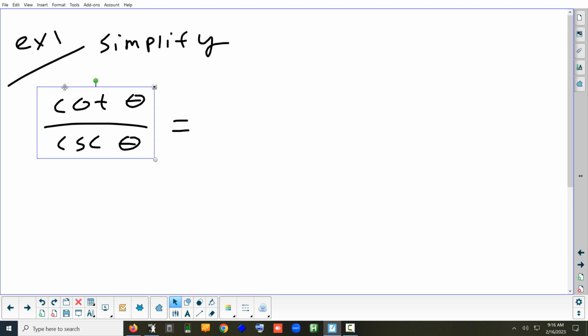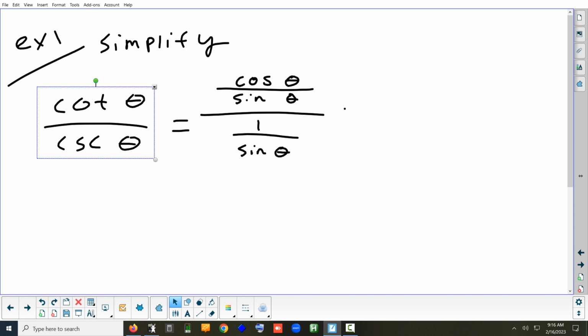Yep. Would you do cosine x over sine x? Yep, just make sure your argument matches. A lot of times when people do these types of problems, they don't even write the argument down. That's getting a little lazy. So we'll write it. But yeah, we're using theta. Okay. And what about cosecant? Yep. 1 over sine.